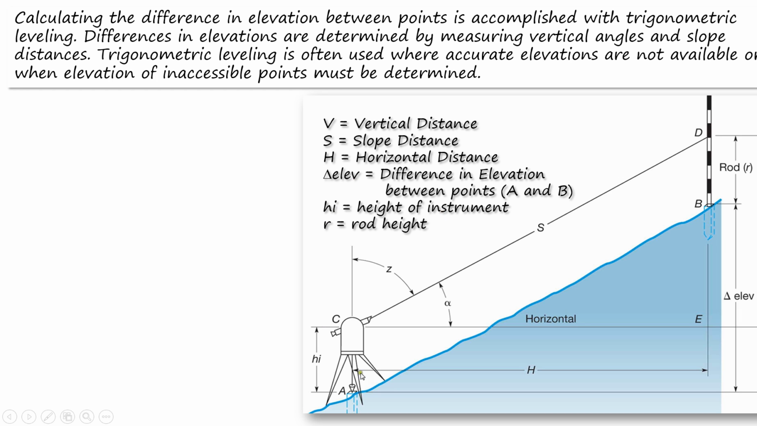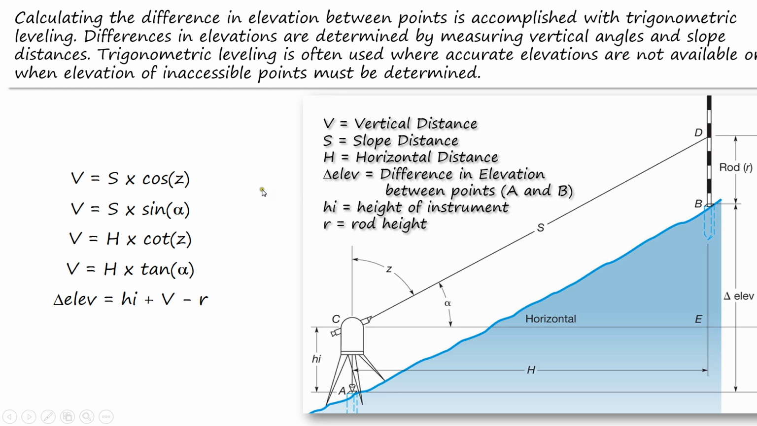We have an instrument height set up over point A, and we have a rod height over point B. The equations that we're going to be using: the vertical distance equals slope distance times cosine of zenith angle. We're only going to be looking at the zenith angle in these problems. We will not be looking at the altitude angle, but be aware that you can actually solve it because the zenith angle and the altitude angle make a 90-degree angle. We can also use the vertical distance is equal to the horizontal distance times the cotangent of the zenith angle. Now, cotangent is just 1 over the tangent of the zenith angle.